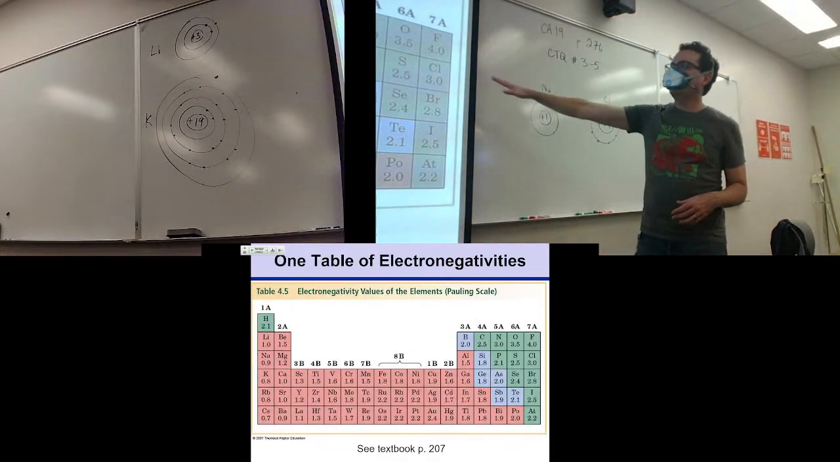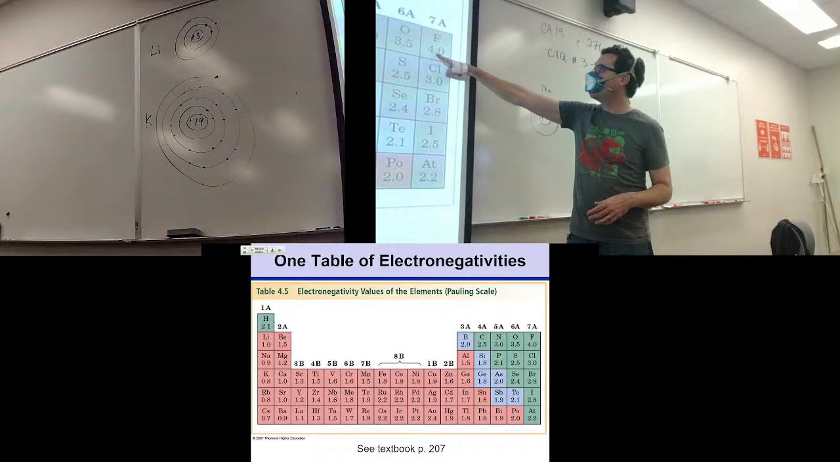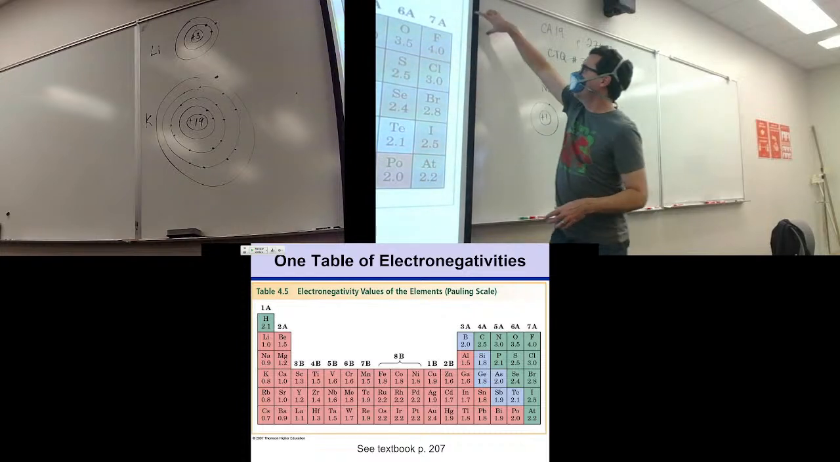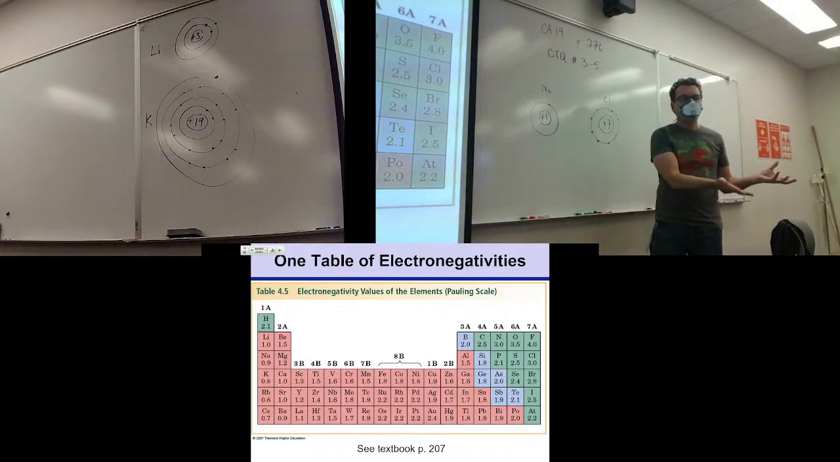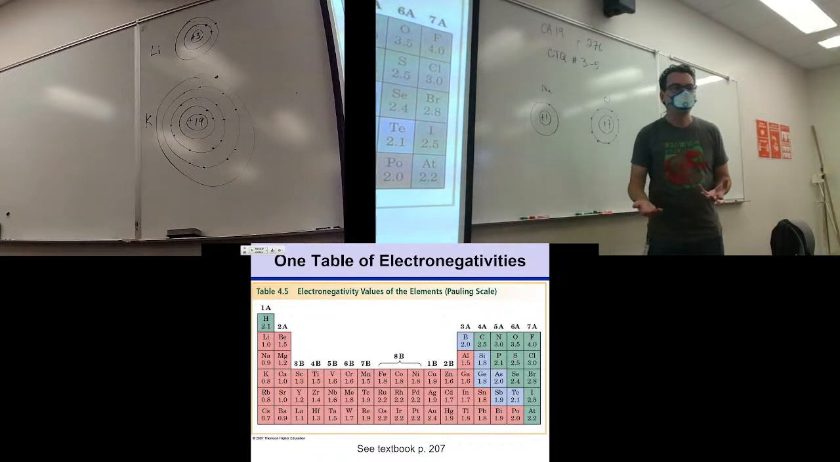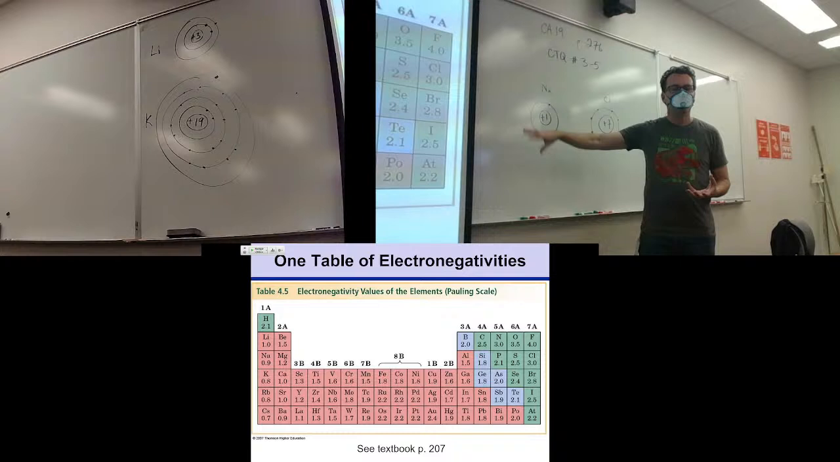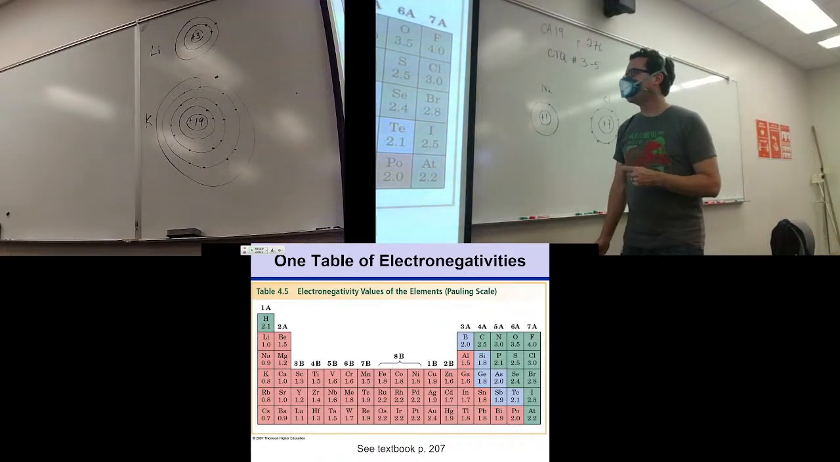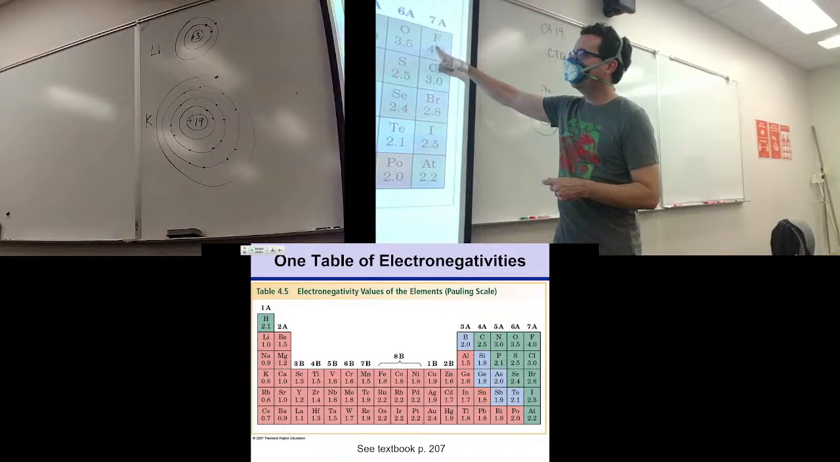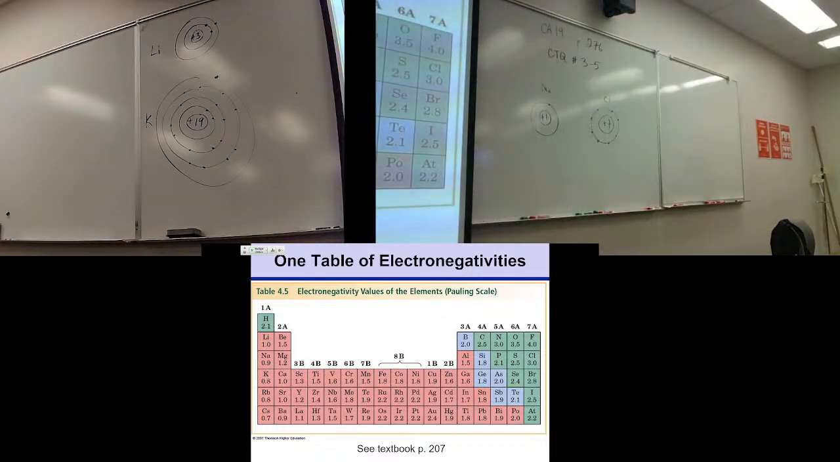So here is the Linus Pauling version. Notice that fluorine is exactly 4, and there's no noble gases. That's because generally, and you guys saw an example that bucked that trend, but generally we don't make compounds with noble gases. Again, what is the definition of electronegativity? It's the ability to attract shared electrons. It doesn't make sense to include noble gases in most of these tables. So 4 is the highest, and then as we go down here, we get to the lowest.